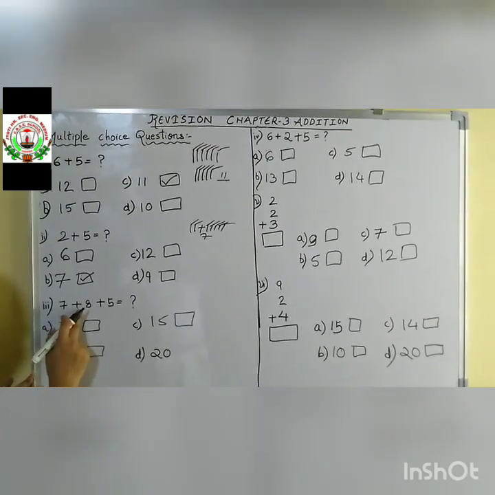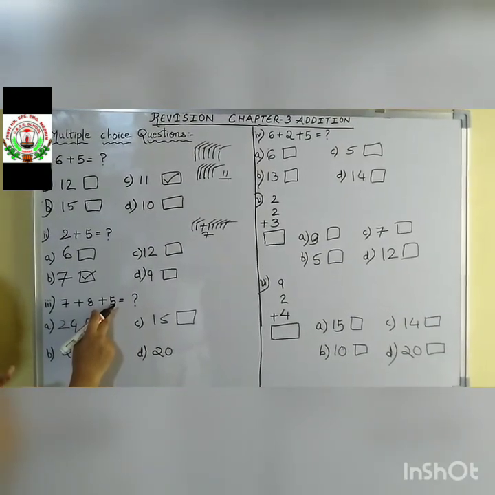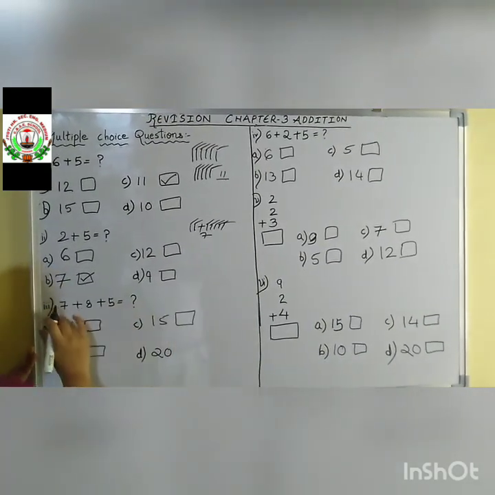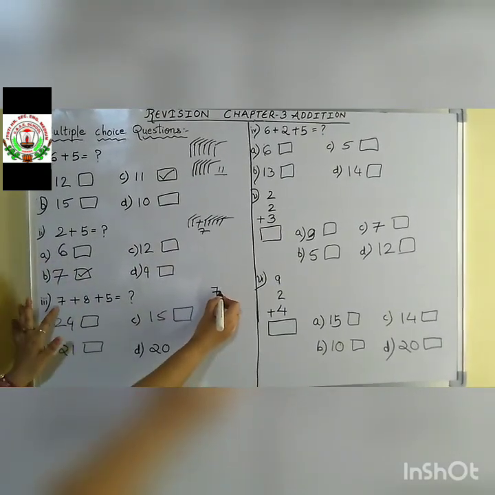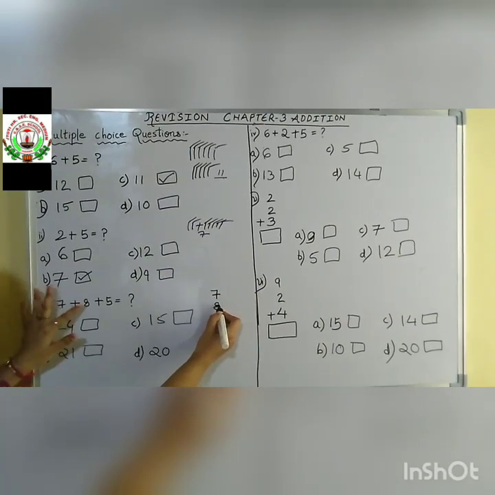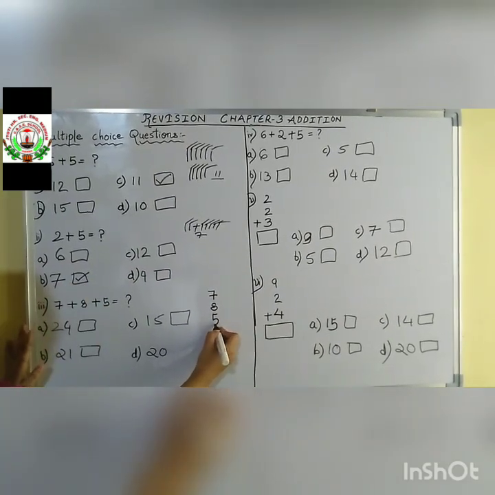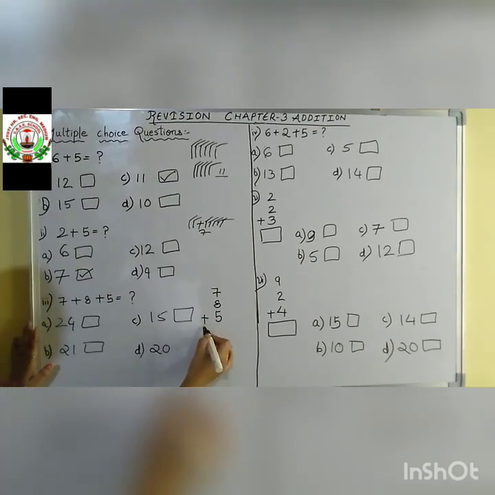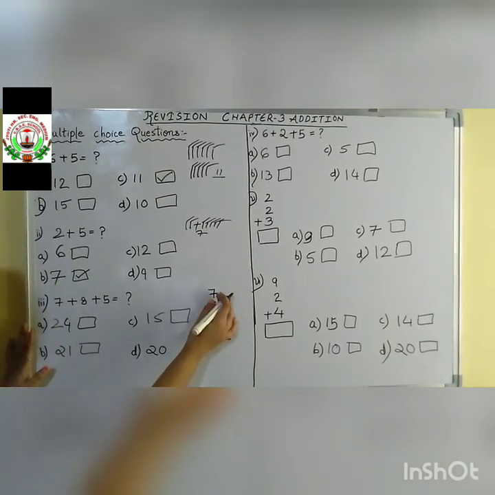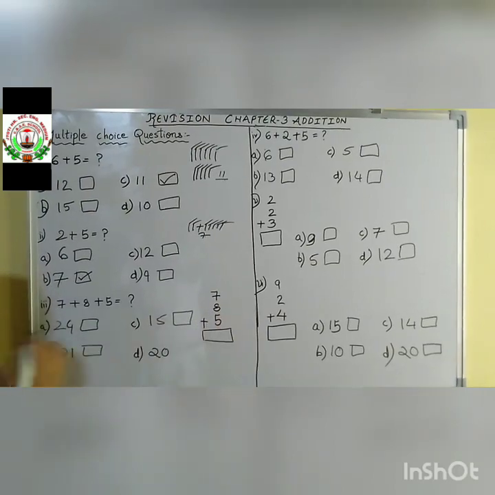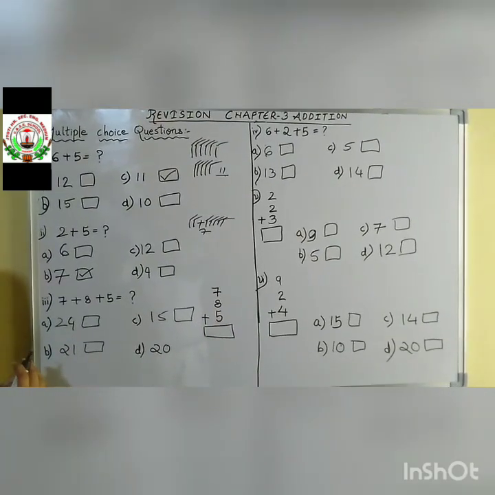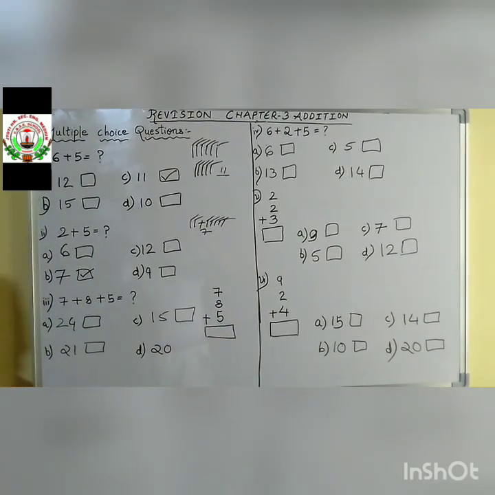Next, 7 plus 8 plus 5. Here 3 numbers are there. See how to do it. First write down in this form. First number is 7. Next number is 8. Next number is 5. Then put the addition sign. This is the sign of addition. Then do the addition. Count by using your hands or else by using the sticks.